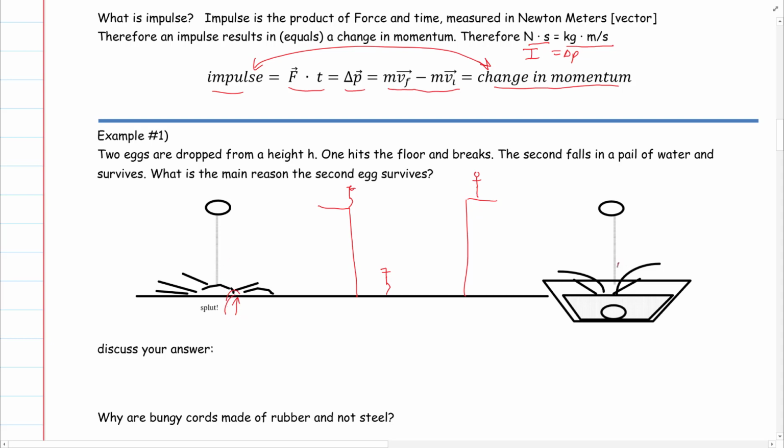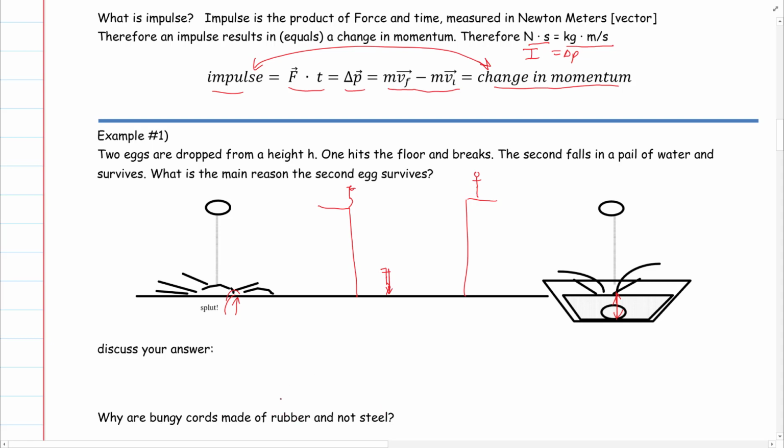Here, the force was applied over time. It took time to apply that force to stop the egg. Here, bending the knees takes time, and as you bend the knees, it takes time. This one, I don't even want to draw that. That's owie. Why are bungee cords made of rubber and not steel?